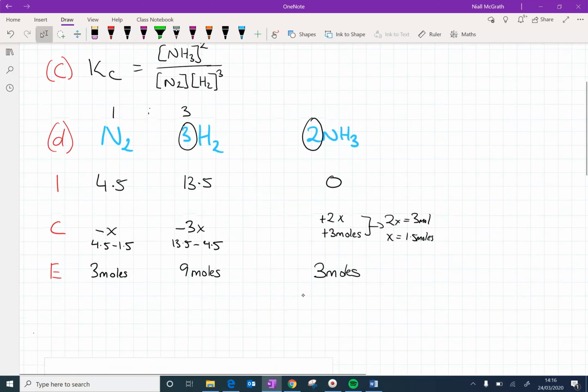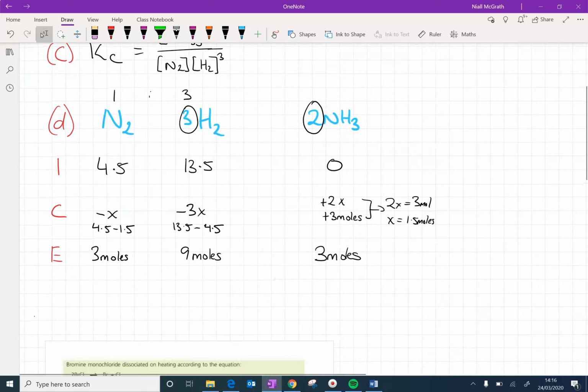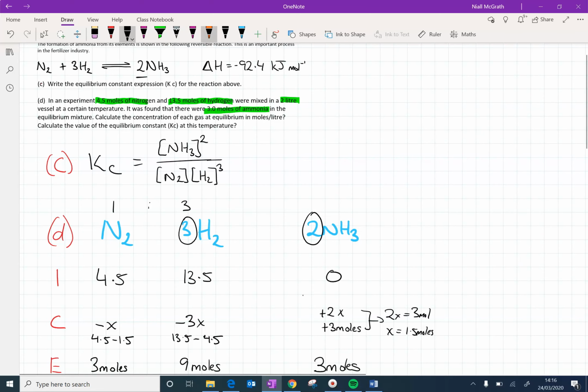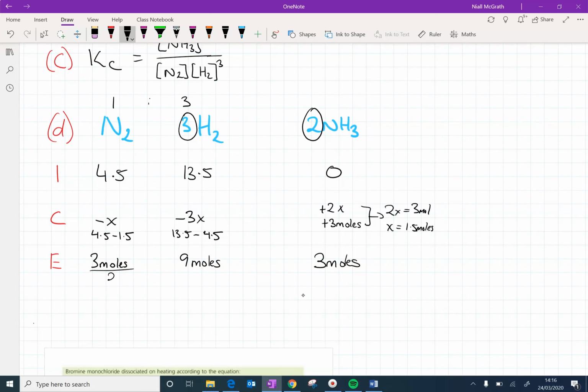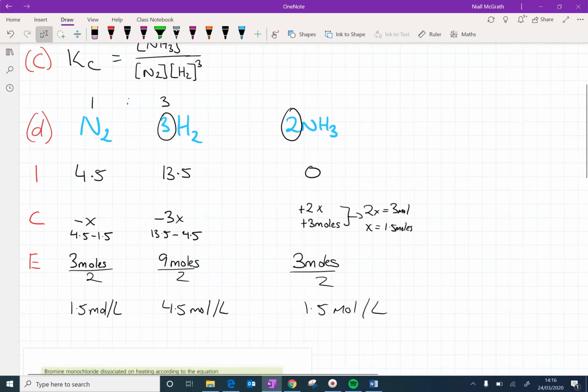So now we have the number of moles of each that we have, but these aren't our concentrations because it says in our question that it was in a 2 litre container. So we now need to divide those mole figures by 2 in order to get our concentrations. So all of these over 2. So that's going to turn out to be 1.5 moles per litre, 4.5 moles per litre, and 1.5 moles per litre.